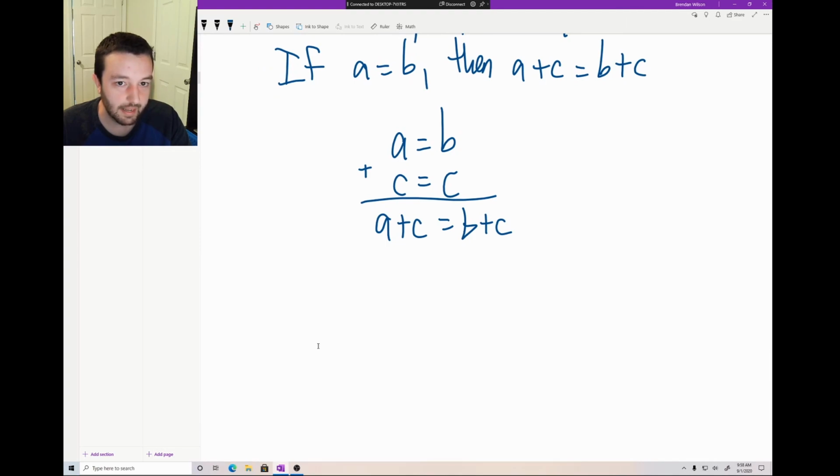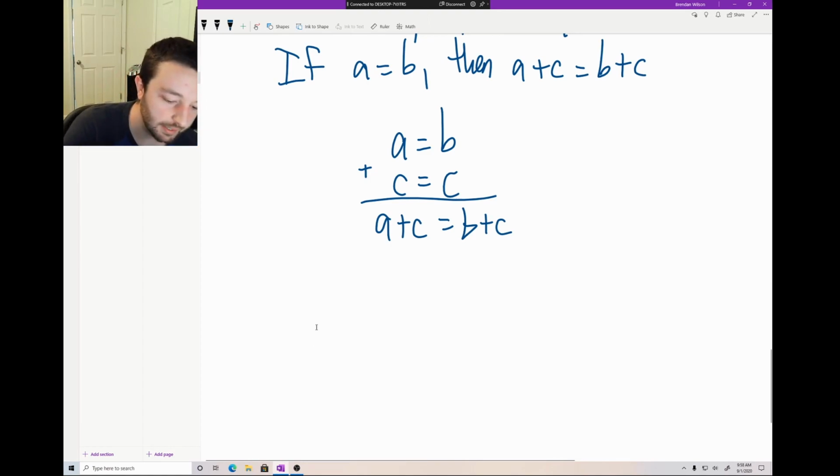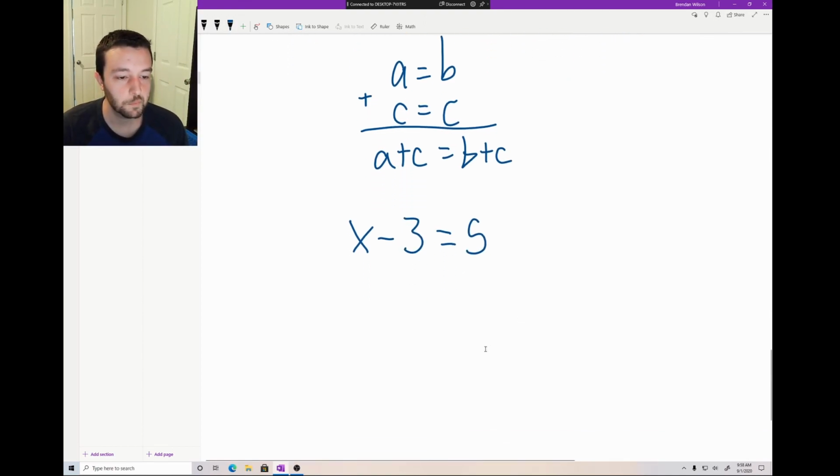So we can add any number we want to both sides of an equation. When would we want to do that? Well, let's say we have x minus 3 equals 5. So now if we have this and we want to get x by itself, if we subtract 3, it's not going to do anything, right? Because if you minus 3 twice, it's like minusing 6.